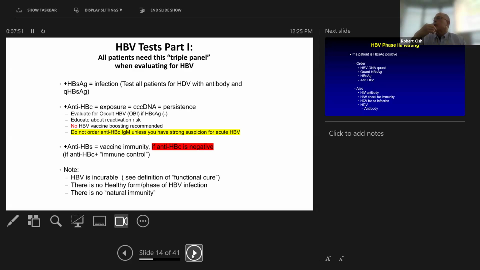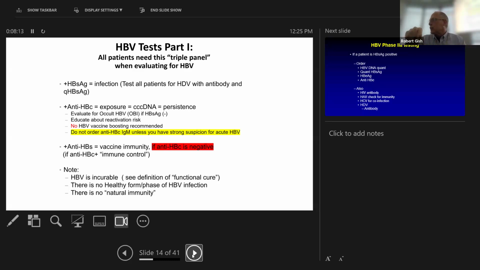It means they've been exposed, they have a little bit of hepatitis B left in their body, and you can send them to our clinic if there's a question about occult hepatitis B. Some people are surface antigen negative, but actually have circulating virus in their blood. We're going to educate about reactivation.